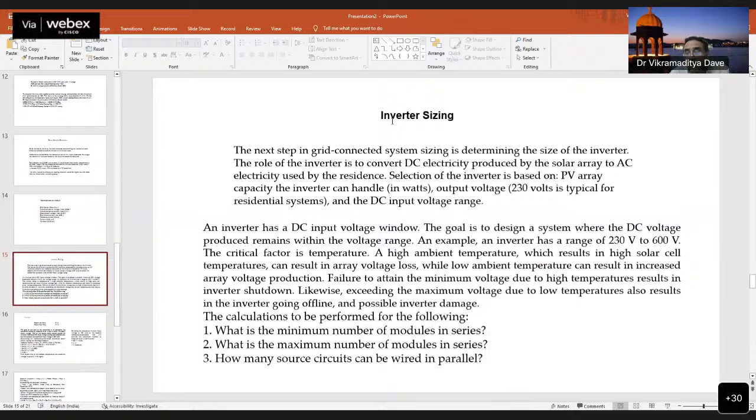How much array, what is the string size of that array. Now how to form that string size? Okay, what is the minimum number of modules in series, what is the maximum number of modules in series, and how many source circuits can be wired in parallel.